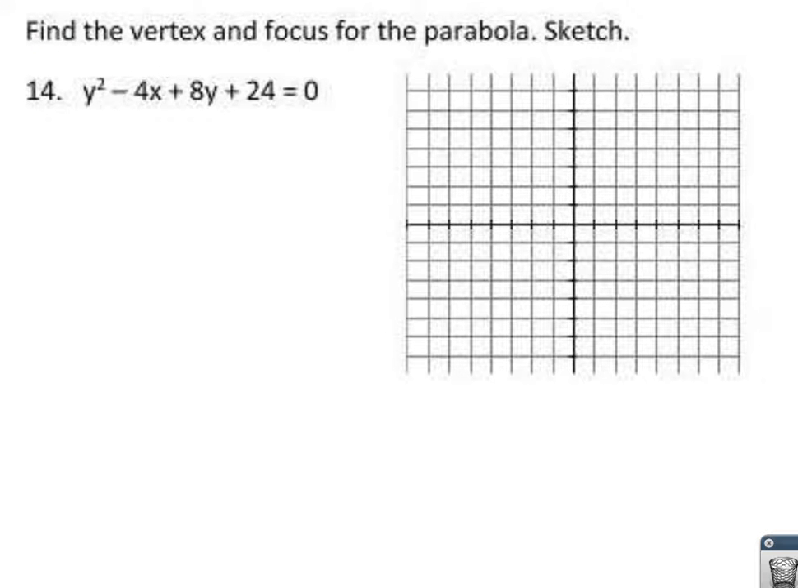So here in 14, we're asked to sketch a parabola and find its vertex and focus. If we didn't know what it was, we could tell it's a parabola because there is a y squared term and no x squared term. So when it has one squared term, it has to be a parabola. And because y is squared, this is what our general form is going to look like: y minus k squared by itself equals 4p times x minus h.